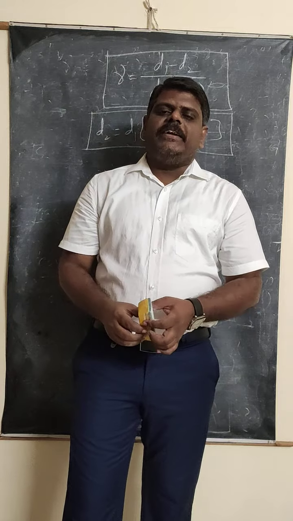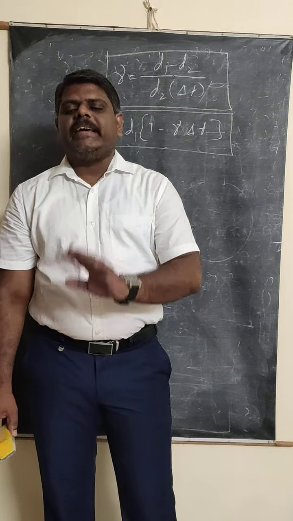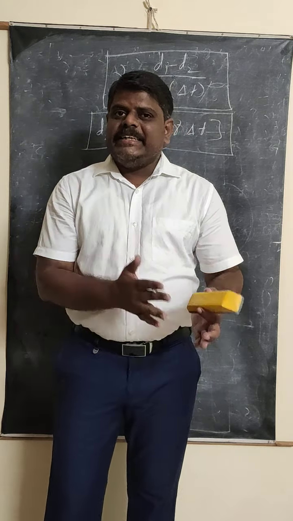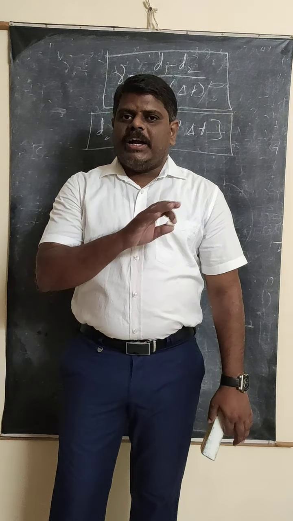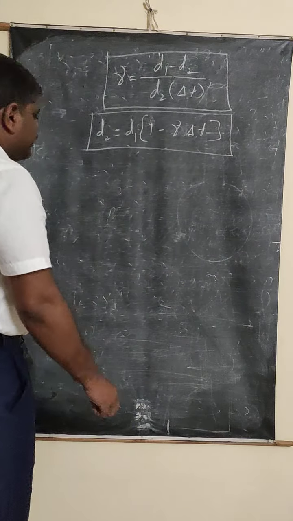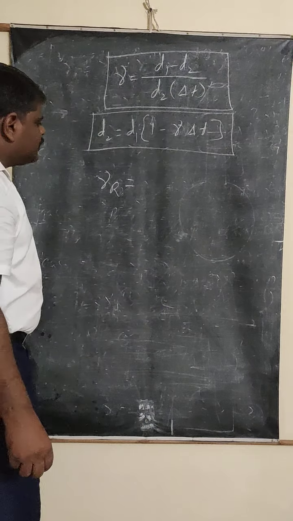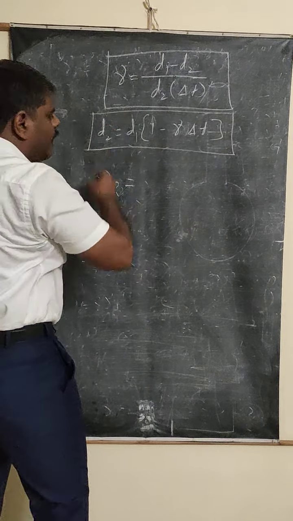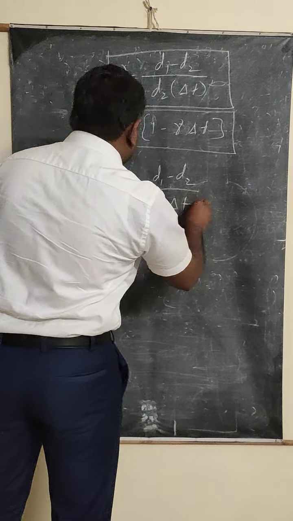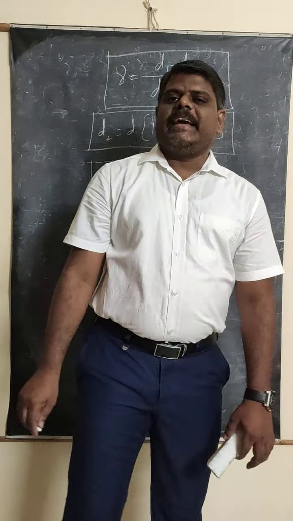Now, in the case of liquids, which one do you have to take? Apparent expansion or the real expansion? No doubt we have to take the real expansion. In the case of liquids, if you want to explain the change in density with the temperature, you should not use the gamma A value, only the real expansion value. Gamma R is the coefficient of real expansion. The same formula you write: gamma R equals (D1 minus D2) by D2 into delta T. This is the relation between the density and the temperature in the case of liquids.